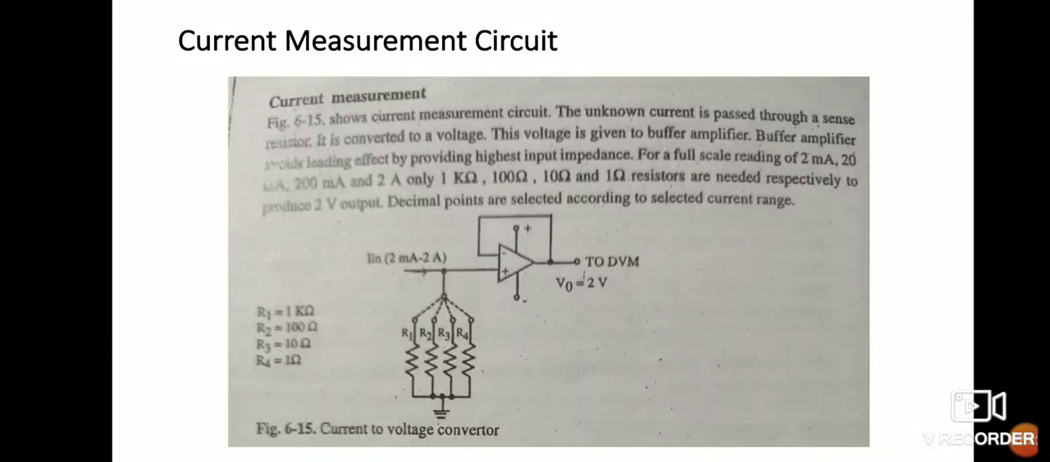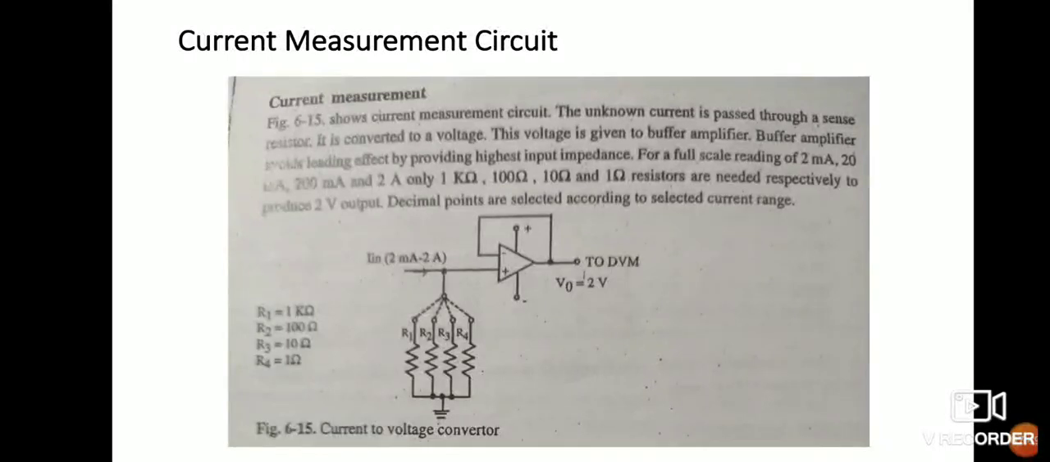And as it is a voltage follower, whatever voltage is applied at the positive terminal will appear at the output of the op amp. So here a buffer amplifier is there, it acts as a buffer amplifier. For a full scale reading of 2 milliampere, 20 milliampere, 200 milliampere, 2 ampere, 1K, 100 ohm, 10 ohm and 1 ohm resistors are needed respectively to produce the 2 volt.